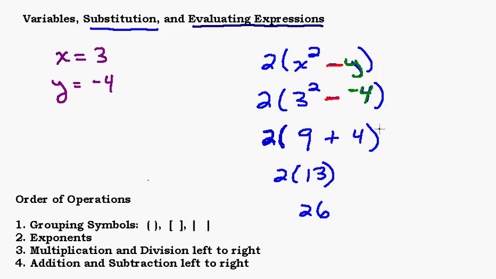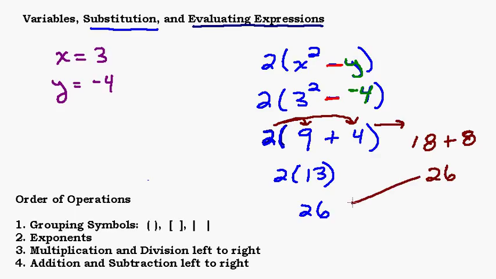Some of you, I'm wondering if on this step right here, you may have done this a little different and actually distributed the 2. Some of you might have done that. Can you do that? Is that okay? Does that give you the same answer? Well, let's see. If I do 2 times 9, I get 18. And 2 times 4, I get 8. And 18 plus 8 is 26, which gives you the same answer. So you can do that. You could distribute right there.